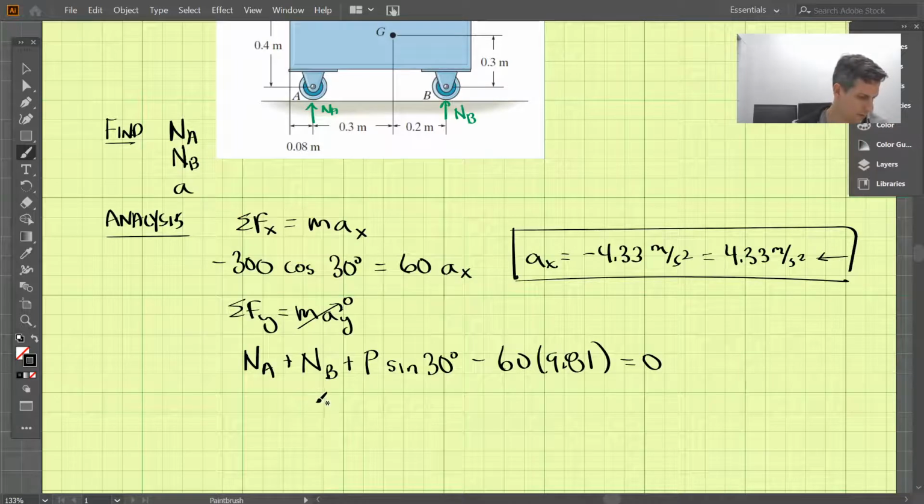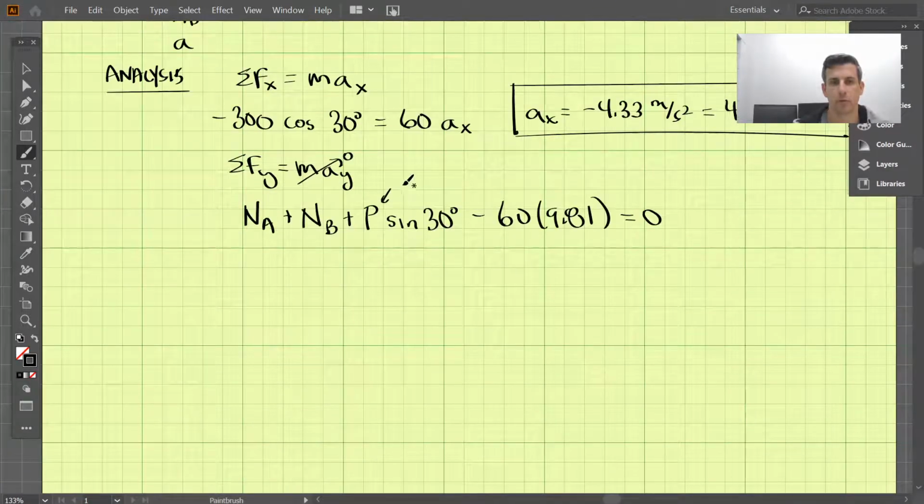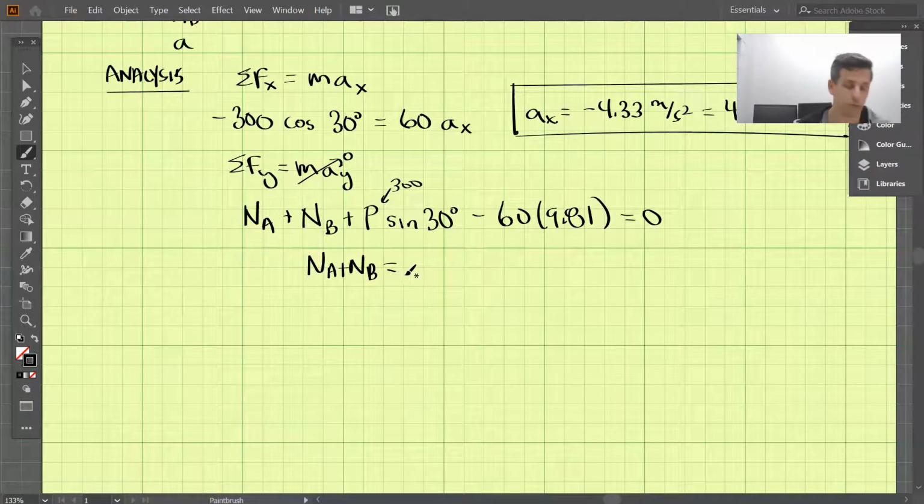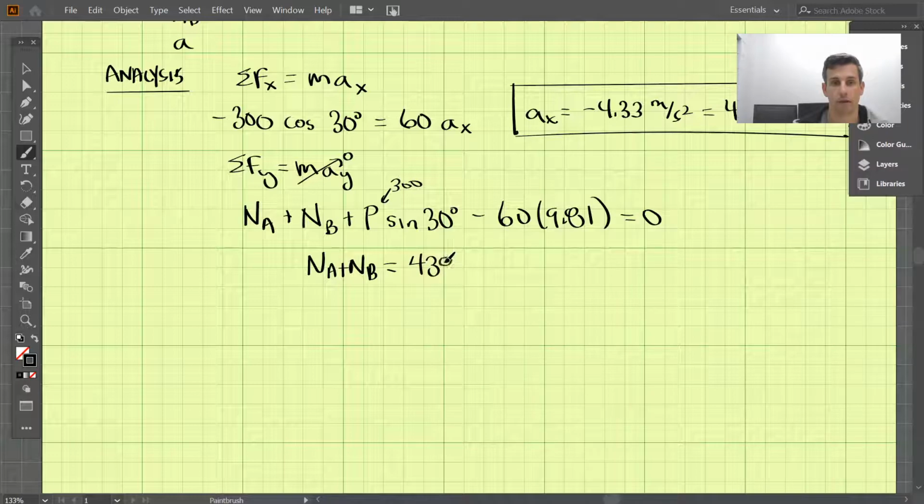So simplifying this a little bit more, we know P is 300 newtons, so we can sub that in. We have NA plus NB is equal to 438.6 newtons, the summation of both of those. So how do we figure out how much of this force is on A and how much is on B?